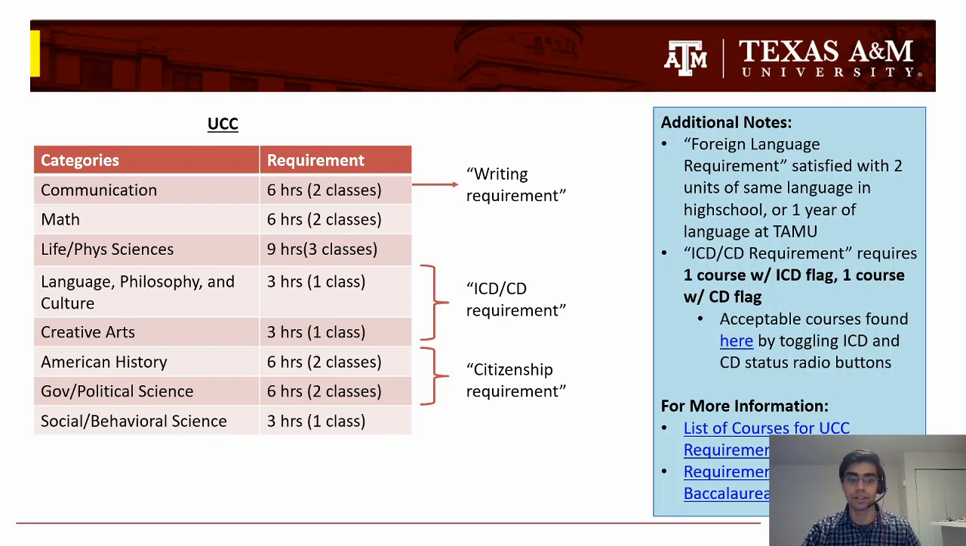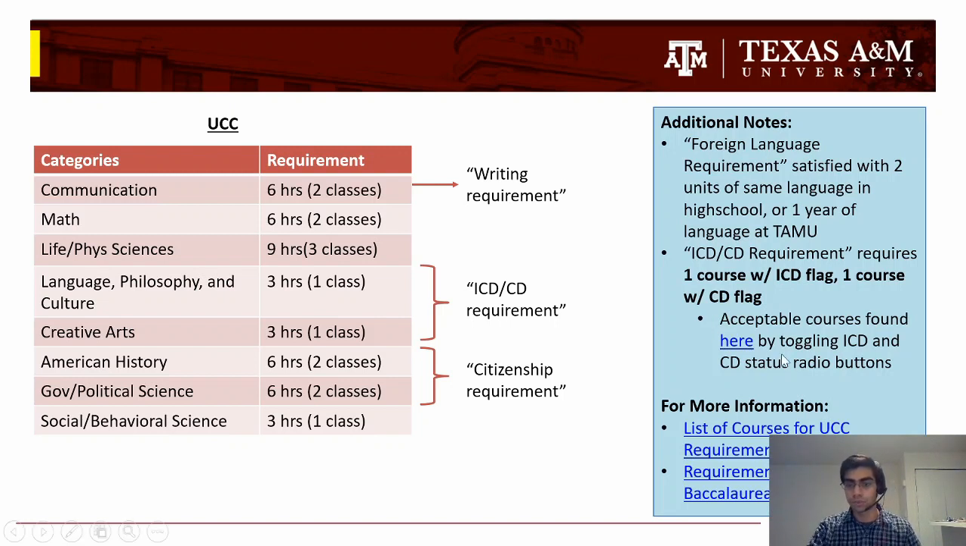Now, more often than not, you're going to find courses with ICD flags and CD flags in these fields. And if you find one that is both in, let's say, language, philosophy, and culture, and has like an ICD flag, it'll count for both requirements. You'll kill two birds with one stone.